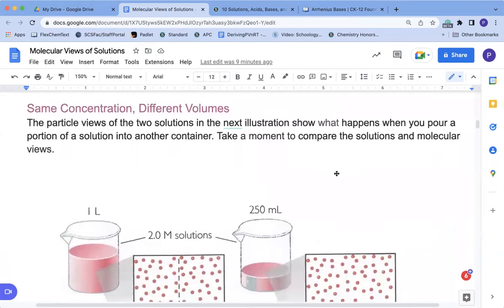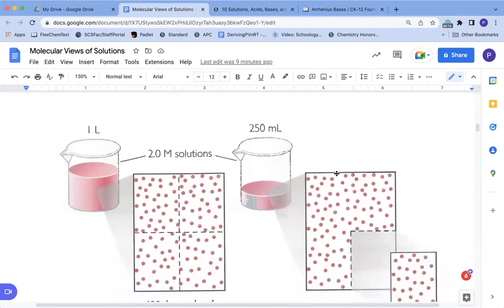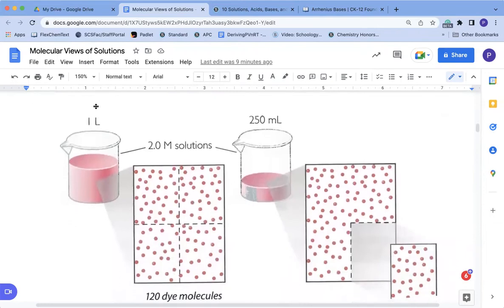Now we're going to look at the same concentration, but this time different volumes. And this is something that I did as a demonstration using a substance called Congo Red, which we will see next week. Particle solutions of two solutions. These have the same concentration. However, this is 1 liter and this is 250 milliliters.